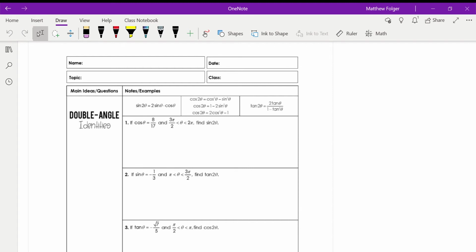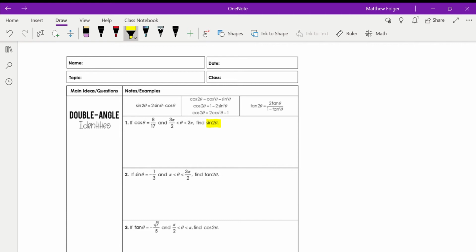We're going to be doing problems 1 through 3 here, just talking about these double angle identities. Yesterday we talked about what you can do to find the sine of the sum of two angles, or the difference of two angles. Today we're going to talk about how you find the sine of an angle that's multiplied by 2, or doubled. So, for example, the first one here says to find sine of 2 theta.